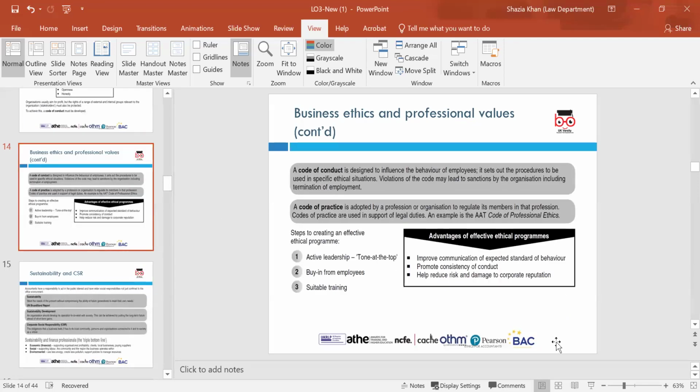A code of conduct, as we mentioned, is designed to influence the behaviour of employees. A code of practice is designed to be adopted by organisations to regulate their profession. Business ethics, when we look at it, is there to ensure, like we said, a certain basic level of trust between consumers and various forms of market participants with businesses.